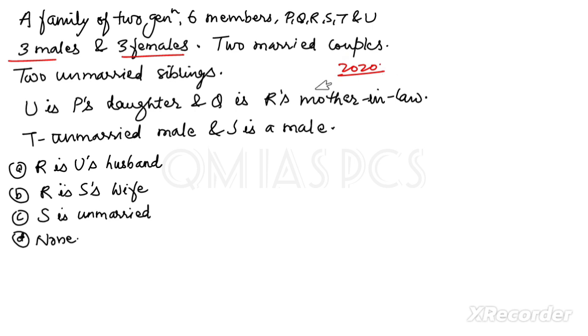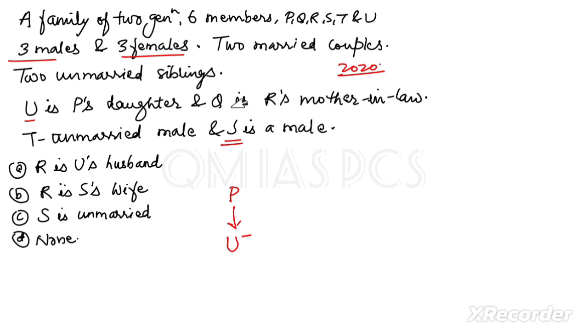Is it clear? Now, whatever is given, we have to form the relation tree based on that. And then T is an unmarried male and S is a male, but it is not given whether S is married or unmarried. Okay, so we have to go through whatever clues are given. So first we have to draw U is P's daughter. P's daughter means we can write P and daughter, his or her daughter is U. Okay, and Q is R's mother-in-law.